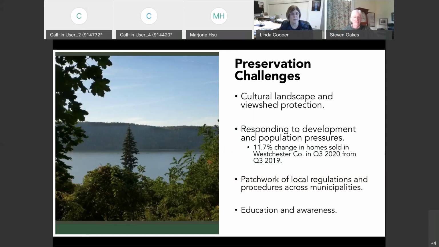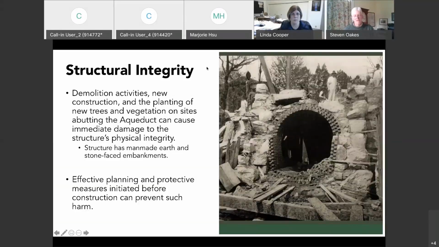It can affect the landscape right around it. It can affect the view shed. Another kind of preservation challenge is actually the maintenance of the historic structure. The aqueduct includes retaining walls, slope walls, structures, the actual tunnel itself, which is still there. There's a lot to be maintained, and that takes a fair amount of effort on our part.